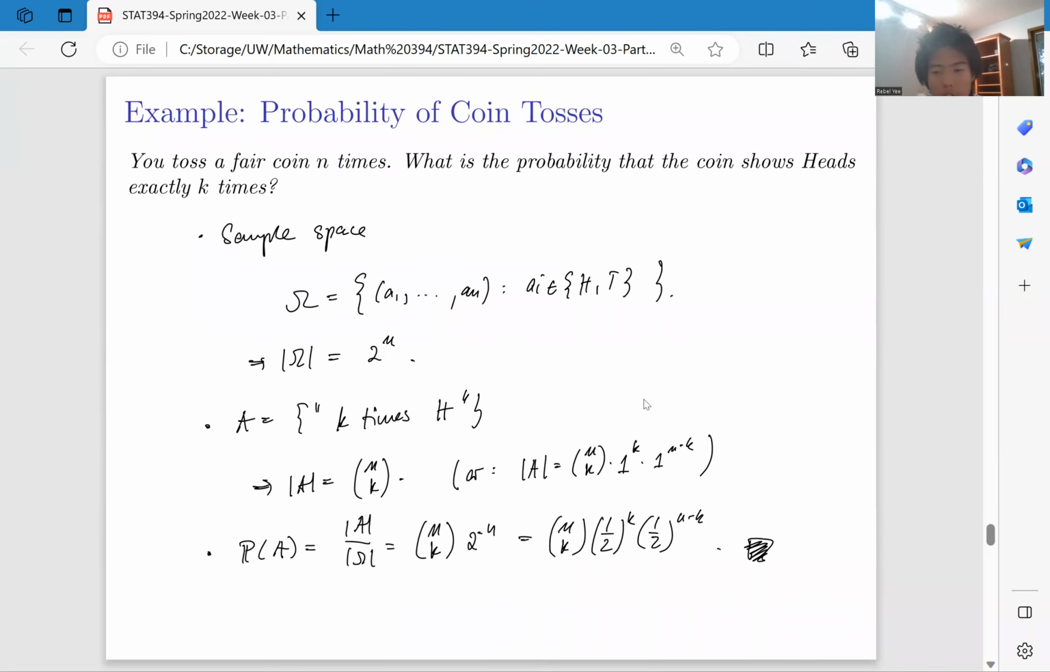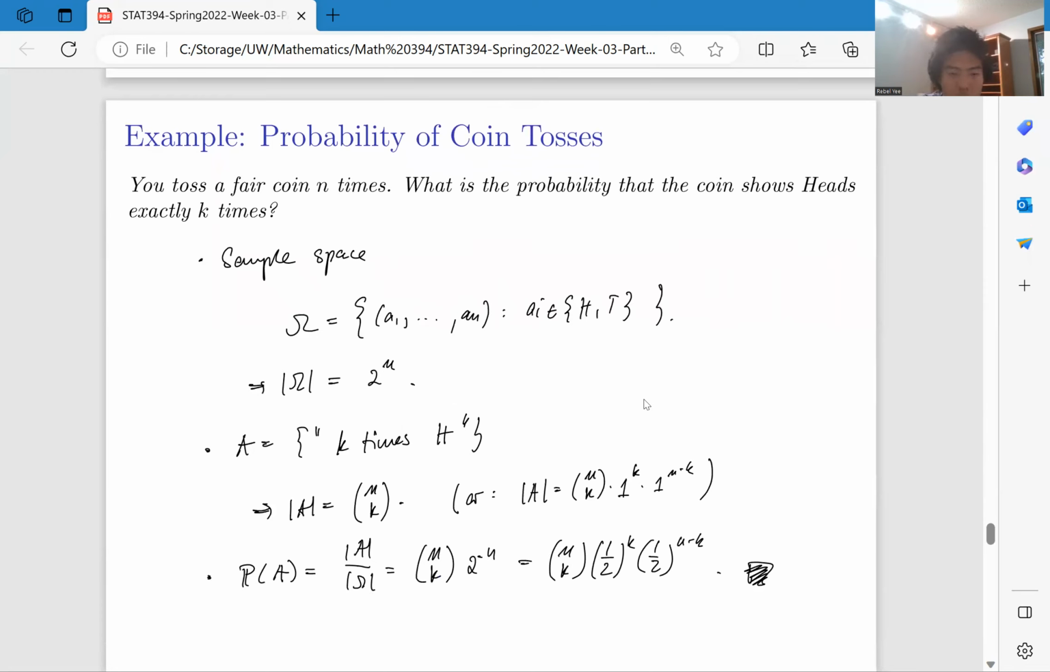So maybe it's very abstract and you will not feel comfortable understanding it. But another example might help. The last example we showed was about rolling a dice, and now we give another example of tossing a coin. It's tossing a fair coin n times. What is the probability that the coin shows heads exactly k times?